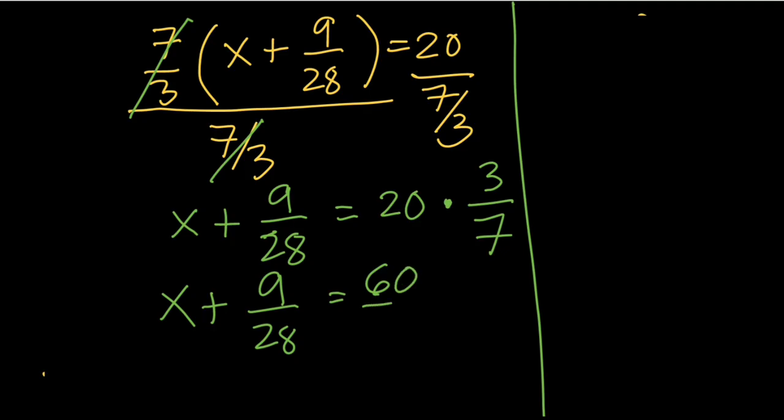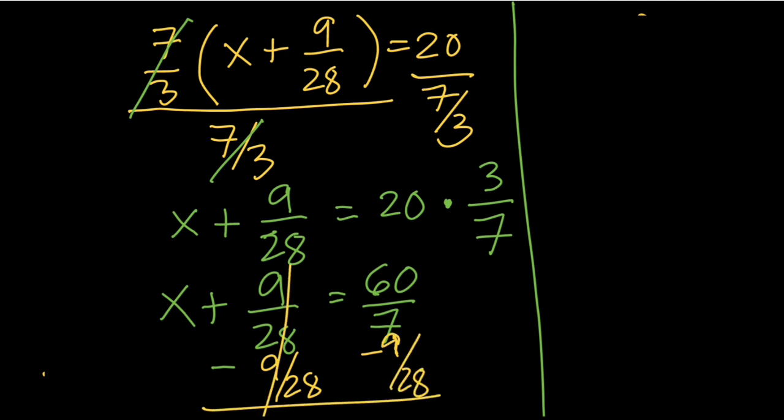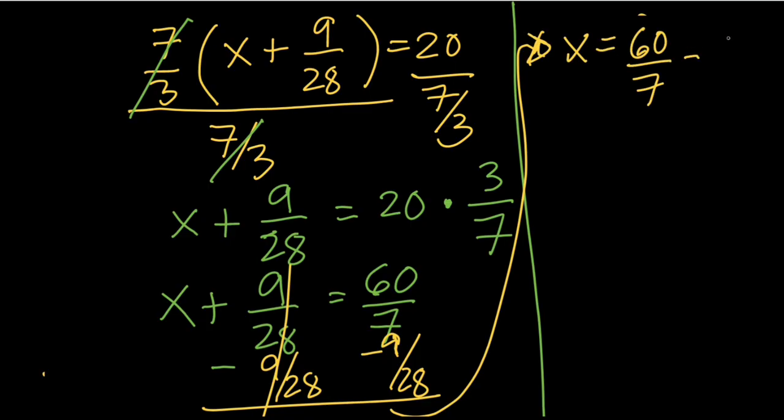Okay, so this is 60 over 7. And then we subtract 9 over 28 from both sides. Let me change the color. 9 over 28 minus 9 over 28, so this cancels out. Then our equation would become x equals 60 over 7 minus 9 over 28. Then we get the LCD. The smallest number is 28, right? Smallest number that can divide both 7 and 28.